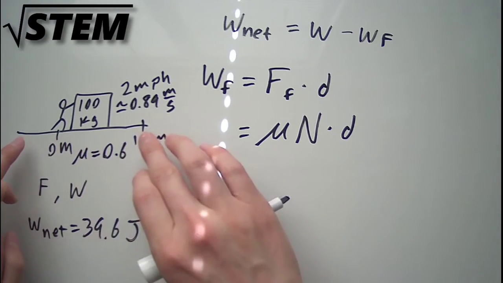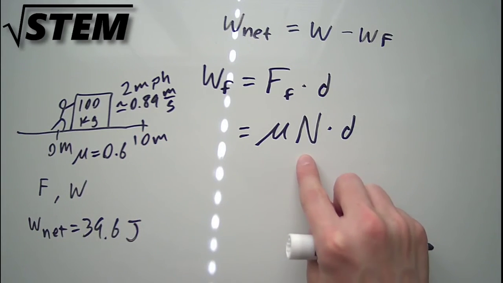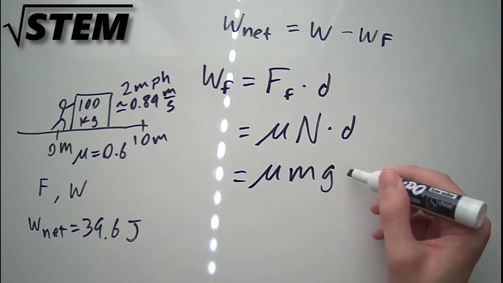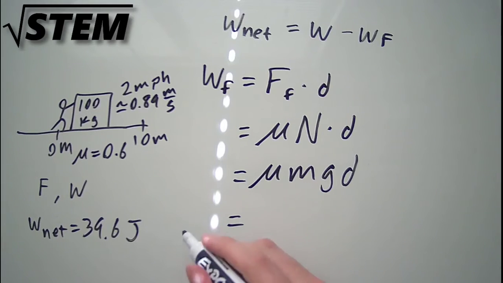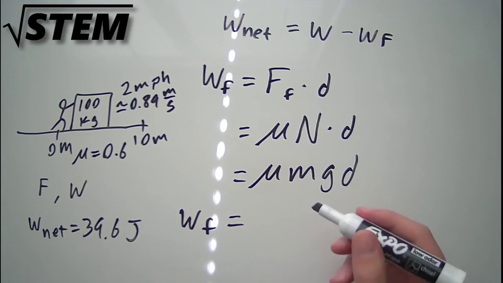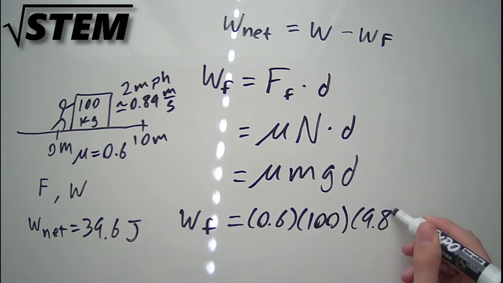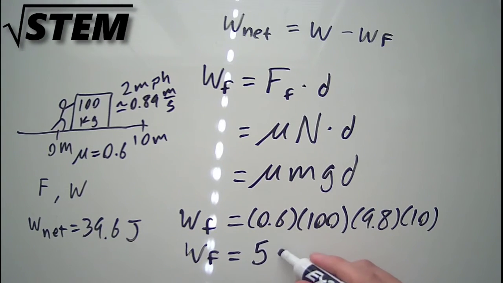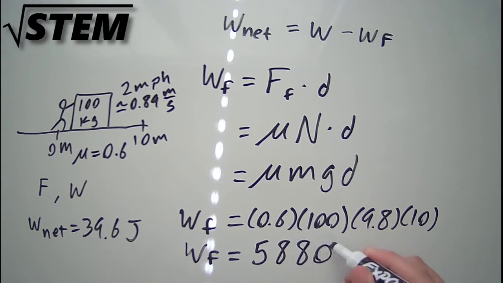Now, on a flat surface, the normal force will always be equal and opposite to the force of gravity on that object. So now we can just plug in all of these numbers to get the total work that friction does on our box. And if we use all of these values, that will come out to the work done by friction being equal to 5,880 joules, which as you can see is a lot bigger than what we got for the net work done.